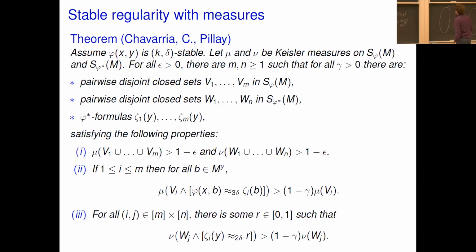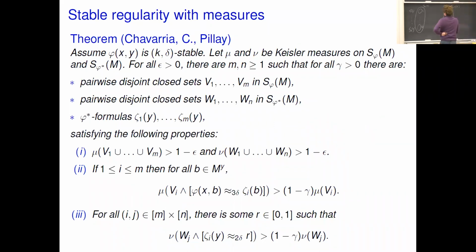What does it say? You can read it, but it says I can find pairwise disjoint closed sets, V1 up through Vm, not saying a partition, and then pairwise disjoint closed sets W1 up through Wn. And along with that, some phi star formulas, so formulas that are continuous combinations of instances of phi where I plug in parameters for x. I'm going to draw them over here because I have one for each Vi. So I call this zeta 1(y) up through zeta m(y). So these are continuous combinations of phi. And then the following happens.